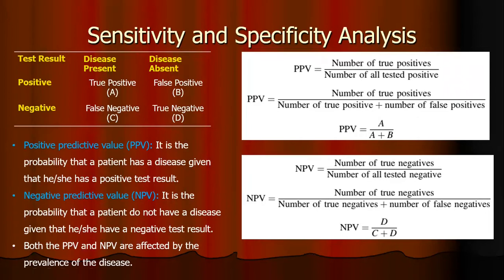Similarly, there are other terms like positive predictive value and negative predictive value. Positive predictive value is the probability that a patient has a disease given that he or she has a positive test result. This is the formula for positive predictive value. Negative predictive value is the probability that a patient does not have a disease given that he or she has a negative test result. This is the formula for negative predictive value. Both the positive predictive value and negative predictive value are affected by the prevalence of the disease.